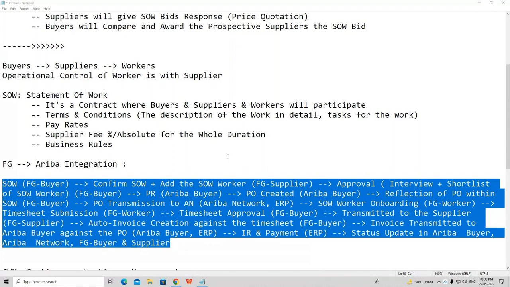But in short, you replace the Ariba buyer, Ariba Network and ERP with Salesforce. That is basically going to happen, but not all the steps might happen. It might happen a little differently because the functionality of each system, Ariba, ERP and Salesforce, will be different. Based upon that, the integration will happen. But the integration of Fieldglass with Salesforce won't be a challenging one. Why? Because there are standard connectors and standard mappings present for Fieldglass as well as Salesforce.